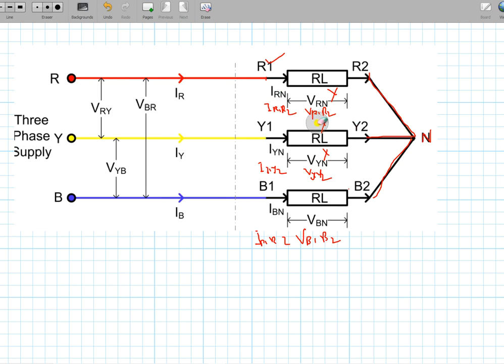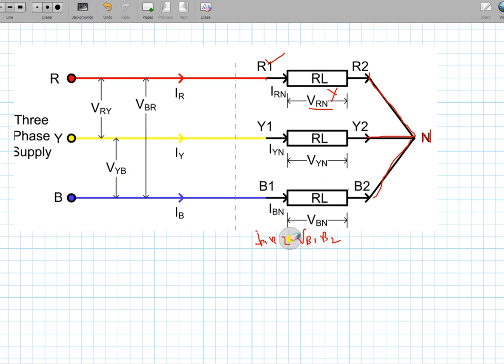I will replace VR1R2 by VRN, and the current IR1R2, flowing from the R phase towards the neutral, I will replace by IRN. Similarly, the Y1Y2 voltage will be replaced by VYN, because it is connected to the Y phase and to neutral, and the current flowing through this is IYN.